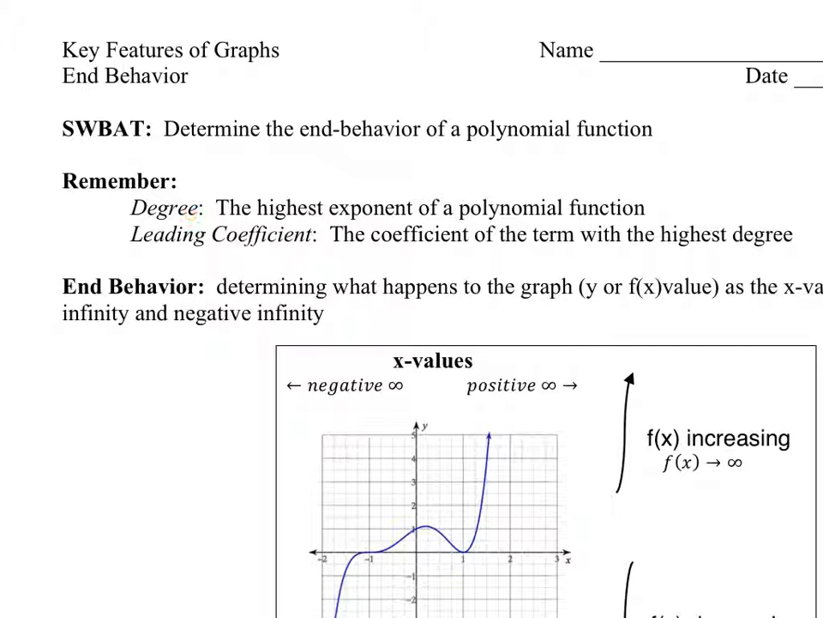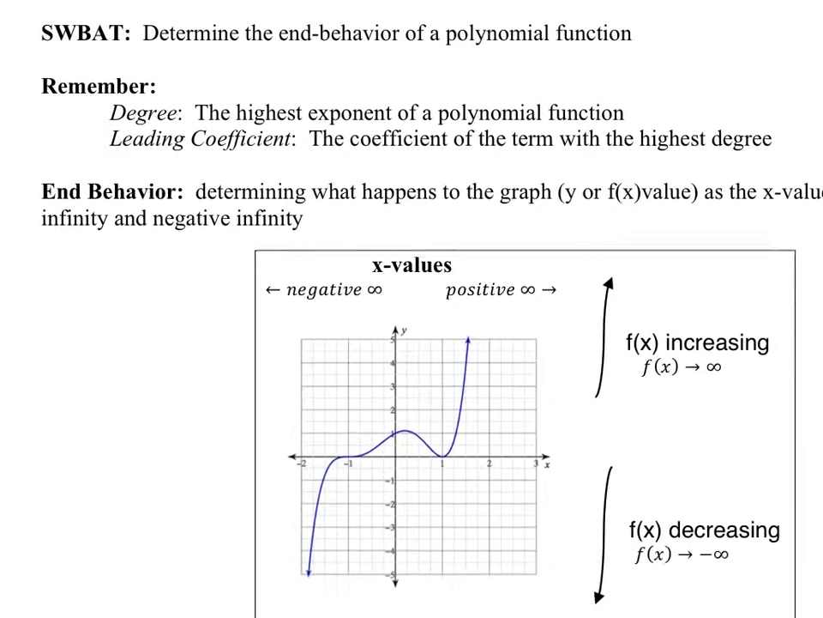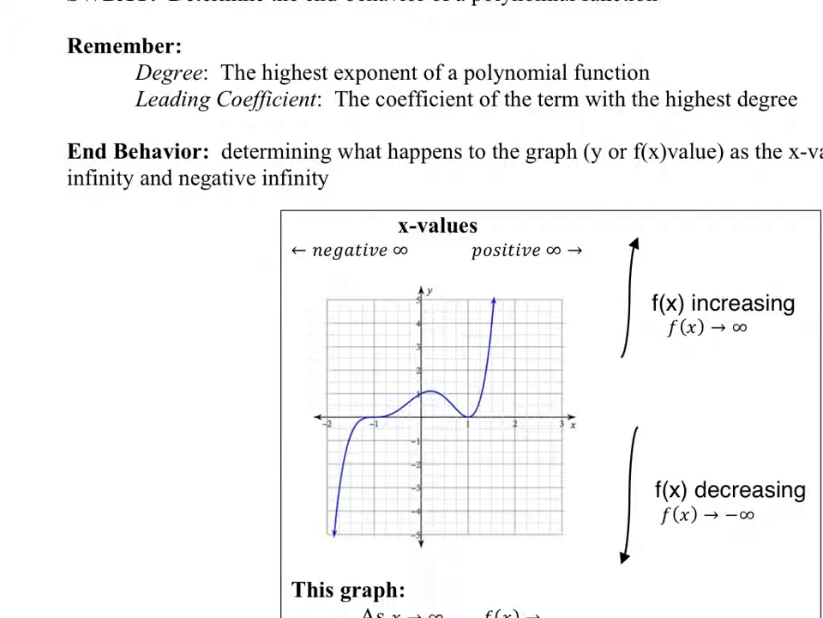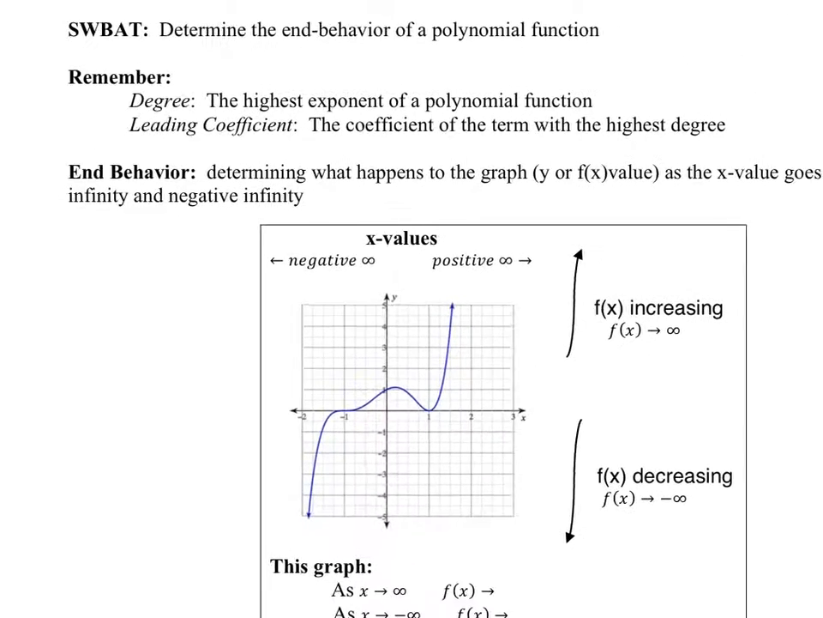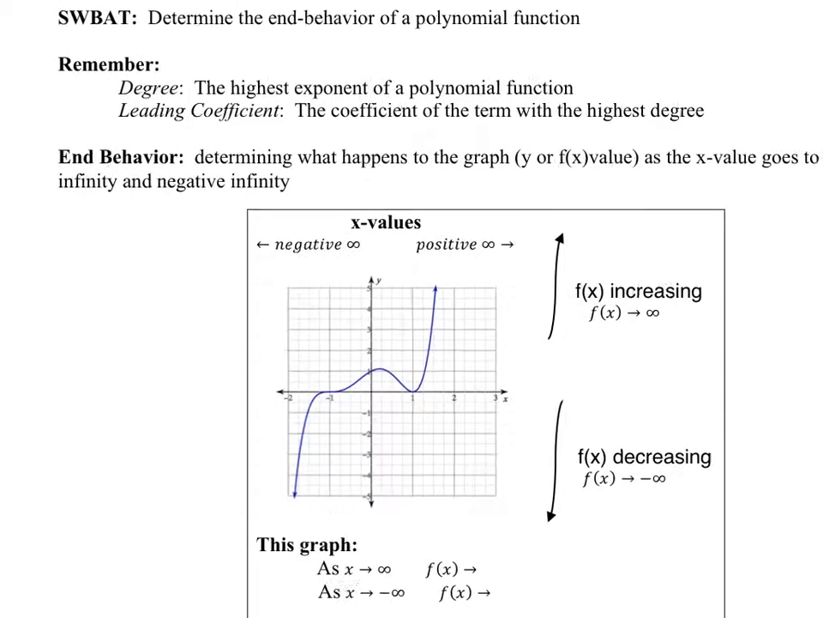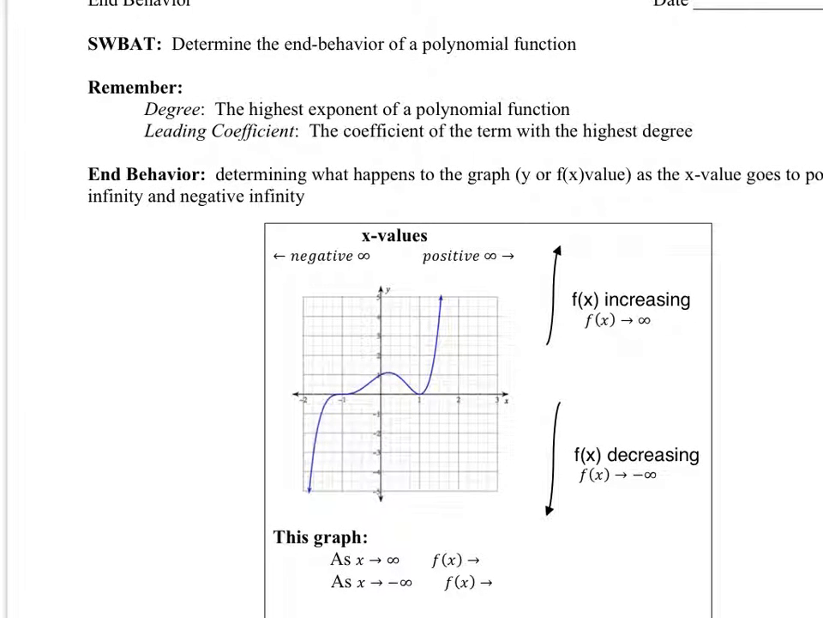The degree. You have to remember what the degree of a polynomial is. It's the highest exponent. And the leading coefficient. It's the coefficient with the highest degree. Okay, so end behavior is you determine what happens to y as the x value goes from positive to negative infinity.